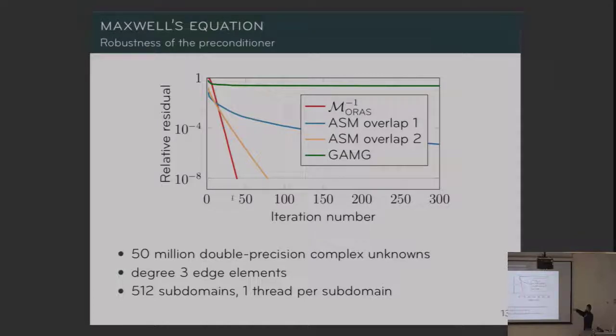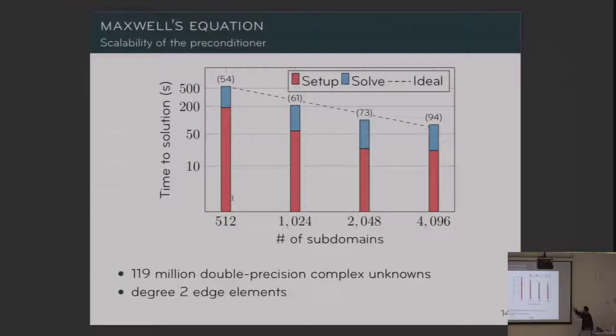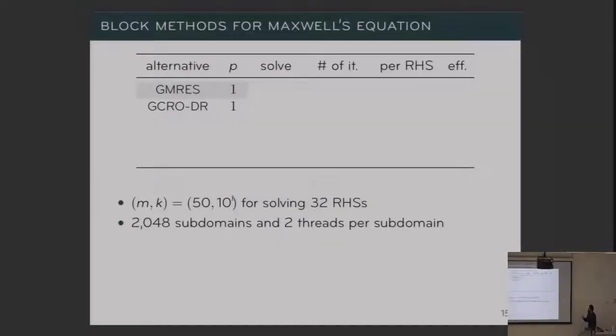So this is a high order edge element discretization, so it's not trivial to solve this with a multigrid solver once again. And just to show you also that it scales rather well. So this is just one single right-hand side. I'm not interested in block methods. But now what I'll do is solve the system for all 32 waveguides. So I need to do 32 KSP solves if I don't have block methods.